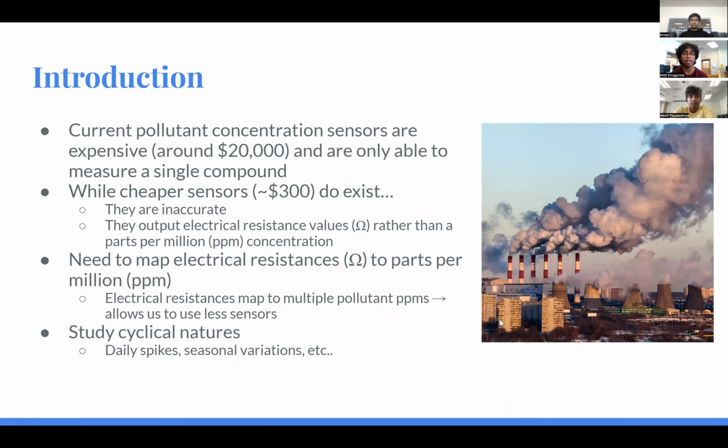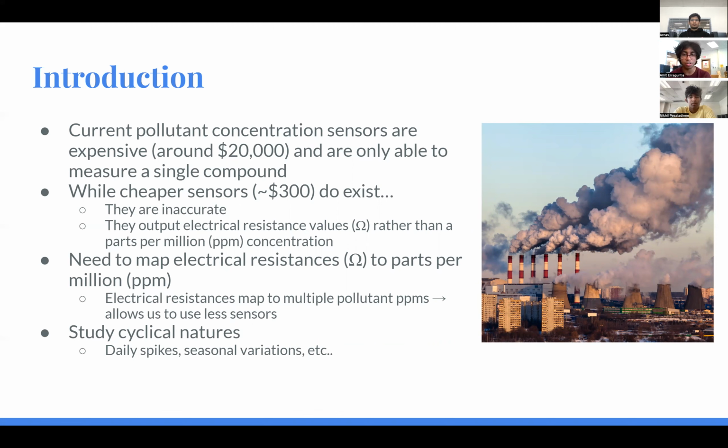So currently, air quality pollution concentration sensors are very expensive and cost around $20,000. And even though they're so expensive, they're only able to measure a single compound. So for example, rather than giving an overall measure of air quality, they collect information about a single pollutant like carbon dioxide or nitrogen oxide. And while there are cheaper sensors, the issues with them are that they're inaccurate or they output electrical resistance values rather than a parts per million concentration.